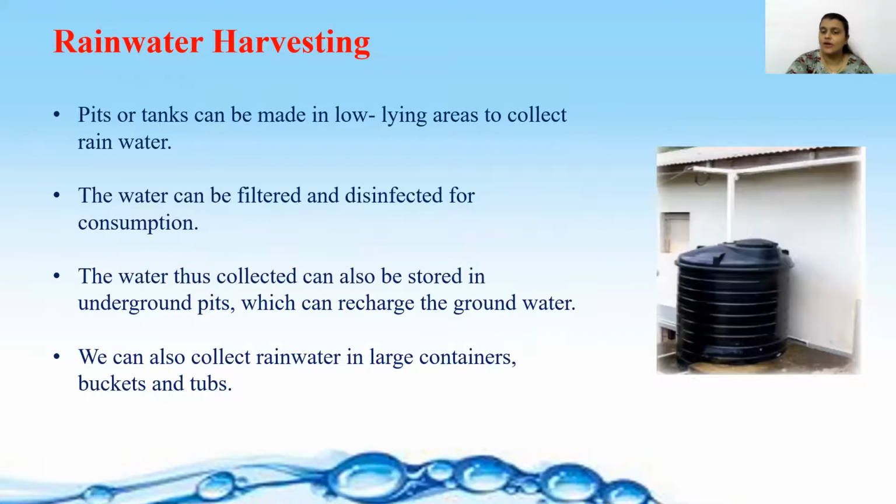Then pits or tanks can be made, as you can see in this picture, in low-lying areas to collect rainwater. Water can be filtered and disinfected for consumption. Thus, the water collected can also be stored in underground pits which can recharge the groundwater. We can also collect rainwater in large containers, buckets and tubs. One more thing, children: in laboratories where people work, they use this rainwater, which is considered distilled water, a pure form of water, for performing their experiments.